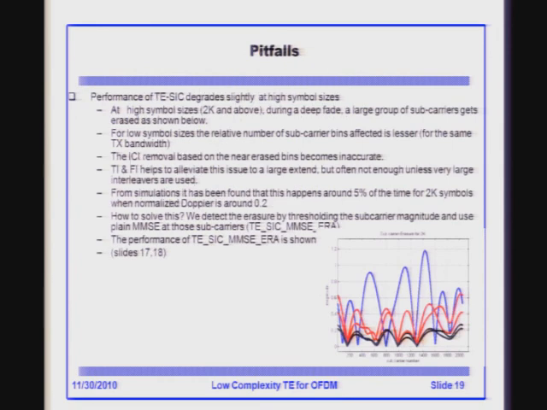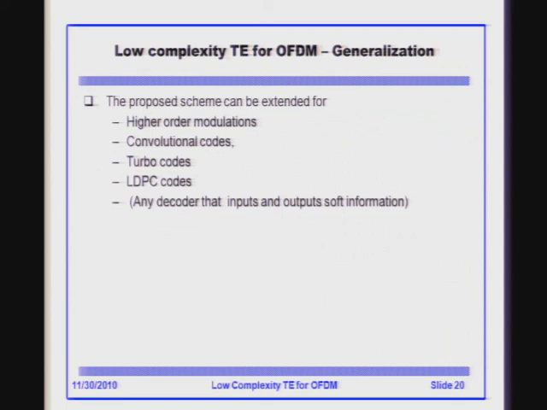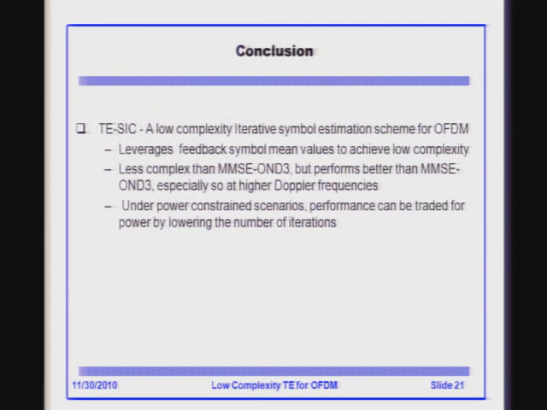And those are the results. That is the MMSE ratio scheme that we have seen a moment ago. And this is a generic scheme. You can go for higher order modulations and different convolution codes or LDPC or turbo codes. So what we have seen here is a low complexity iterative symbol estimation scheme that leverages the feedback symbol mean values. And this is a practical scheme under power constraint scenarios because we can control the number of iterations at the cost of performance.